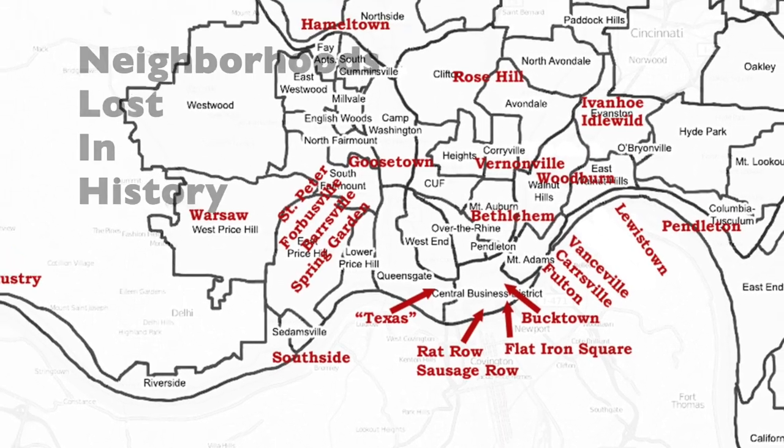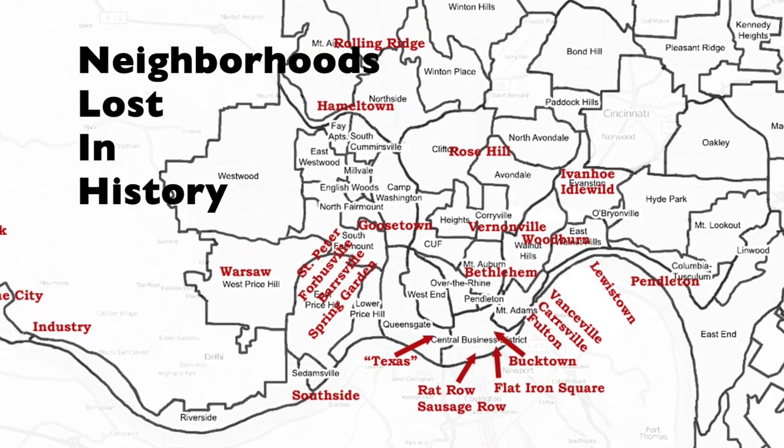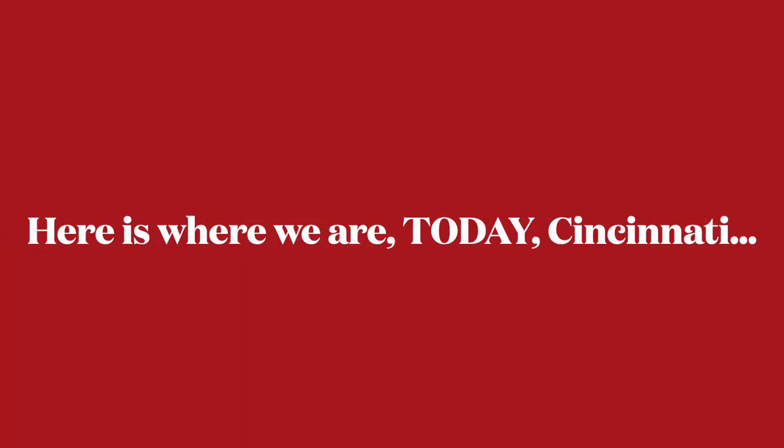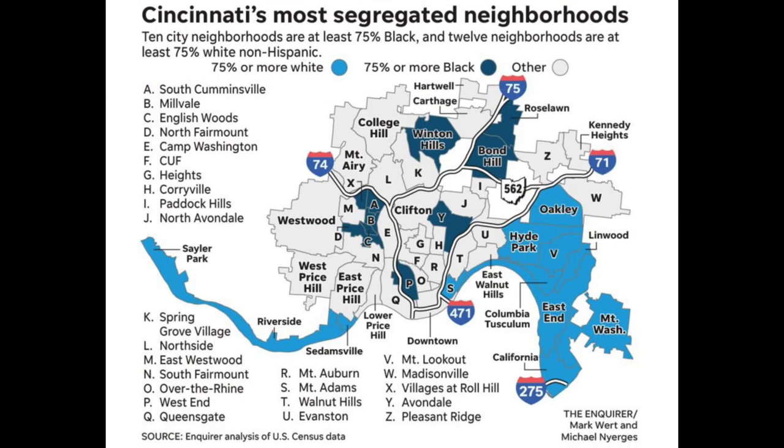Here is a map of Cincinnati neighborhoods that, from the past, did not make it to the present. Here is where we are today, Cincinnati. This is a map I came across doing my research and was provided to me by reading an article by the Cincinnati Enquirer. You should be able to find this map as well. It shows Cincinnati's most segregated neighborhoods. Do you currently live in one? Will you choose to stay divided, or will you proudly go see all 52?